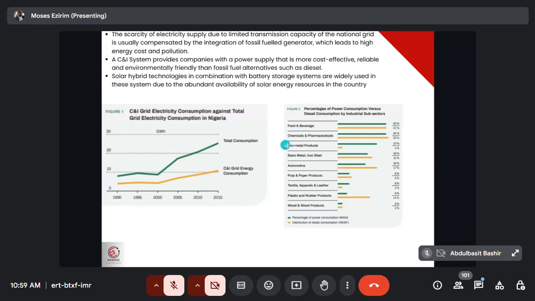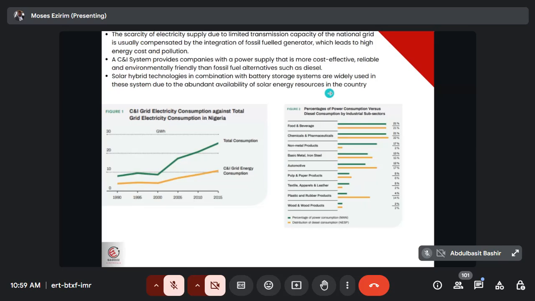Now, a C&I system provides companies with a power supply that is more cost effective, just like I mentioned, reliable and environmentally friendly than fossil fuel alternatives such as diesel. Diesel is not reliable, especially when you have the manufacturing company in a remote area where logistics is an issue as well. You need to consider a C&I PV system. Now, the solar hybrid technology in combination with battery systems are widely used these days due to the abundant availability of solar.